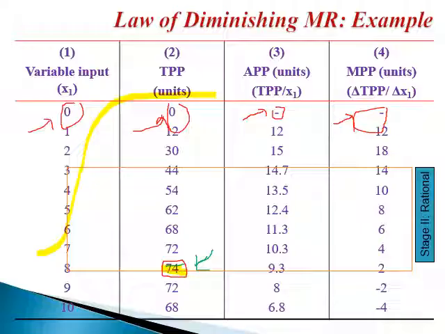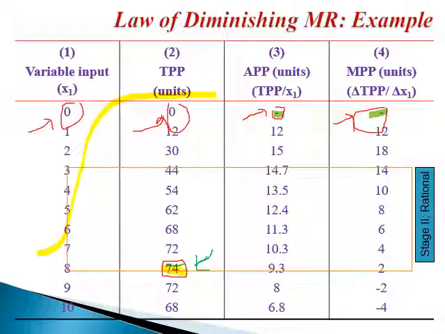now the question is, how do we calculate? So now these numbers are given. The question now is how to calculate APP of the variable input. Now I told you, as you can see, it is already undefined here and undefined. What about this number? How do we get this number here? You divide 12 by 1. 12 divided by 1 is equal to 12. 30 divided by 2, 15. 44 divided by 3, 14.7. 54 divided by 4, 13.5, and so on.